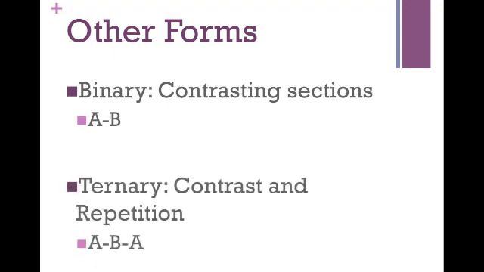Ternary form is known as A, B, A. This ternary form was discussed in Unit 2, and it is based on repetition and contrast. The opening theme or themes are contrasted by a second section. Where it differs from binary form is the return of the A section in the end. This is one of the most common musical forms.